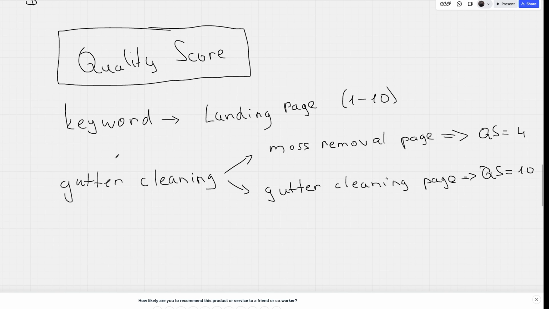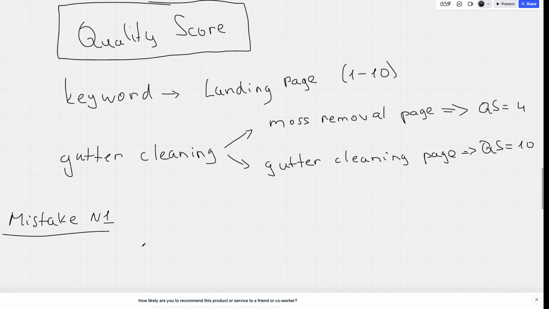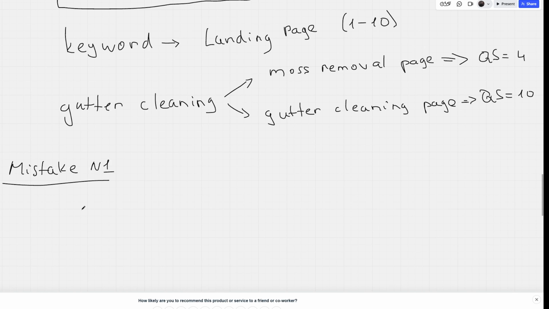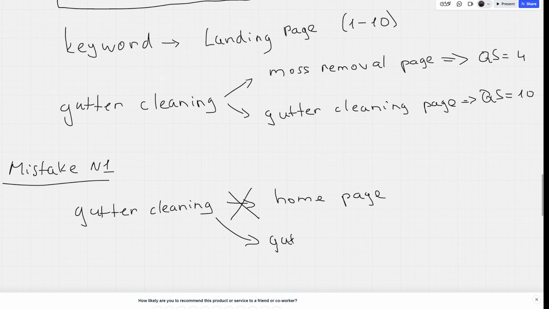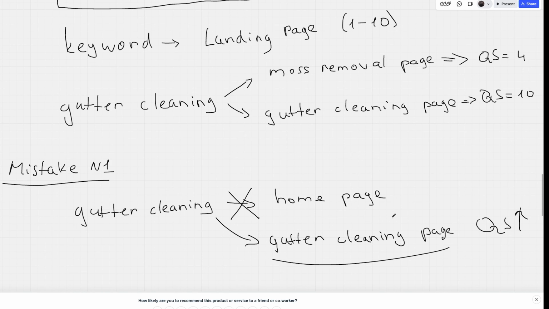And what I see most contractors do is that you guys are sending your traffic to your homepage. When somebody looks for gutter cleaning and you send them to your homepage on your website, this drops your quality score because the homepage is irrelevant to your gutter cleaning. Yes, it can list gutter cleaning as a service, but it doesn't talk about gutter cleaning only. So instead, you should send them to a gutter cleaning landing page, and this will boost your quality score.